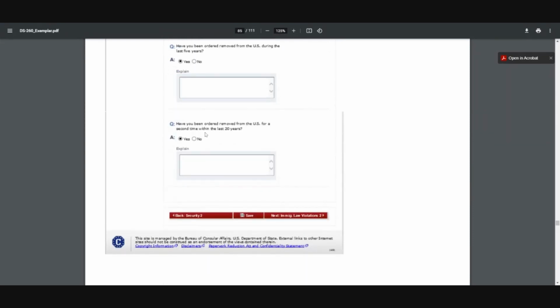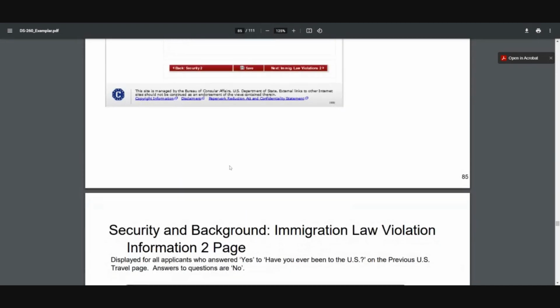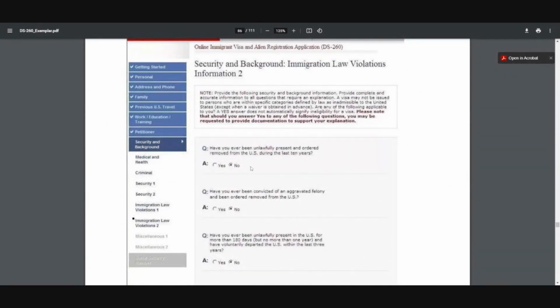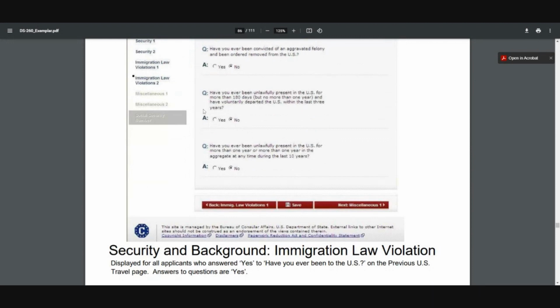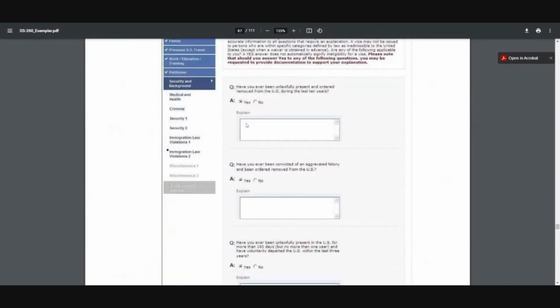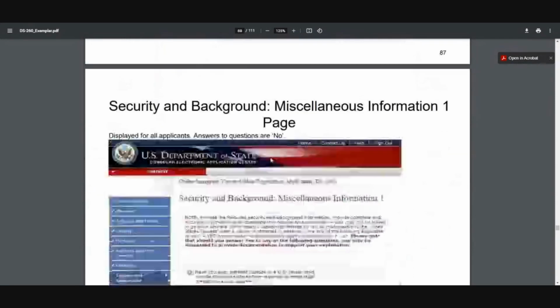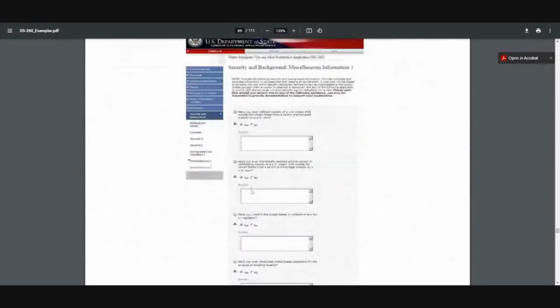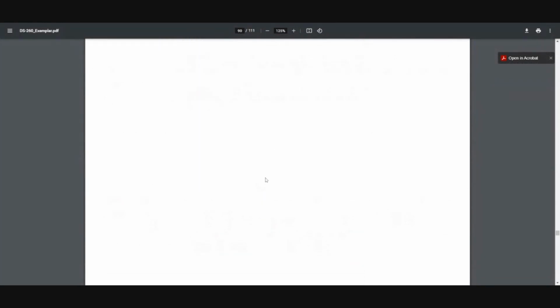If you have been removed from the US, if you have been ordered to get out of the US within 20 years, indicate there yes or no. Very self-explanatory questions, and you have to answer them. If you have been accused of aggravated felony, if you have been unlawfully present in the US for more than 180 days, and you have voluntarily departed the US within the last 3 years, you indicate all that information about being unlawfully present in the US. Okay? So all that information you have to tell on yourself. You have to fill out truthfully and tell about yourself.